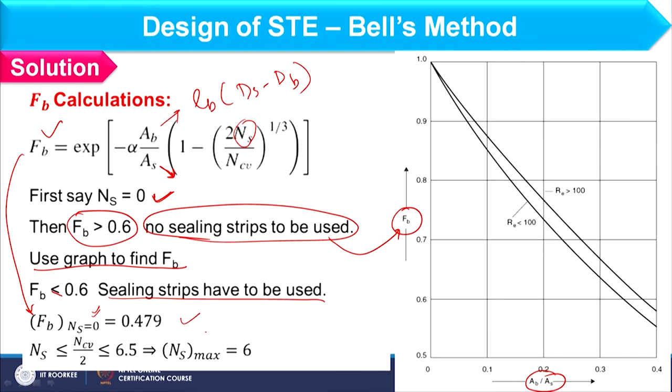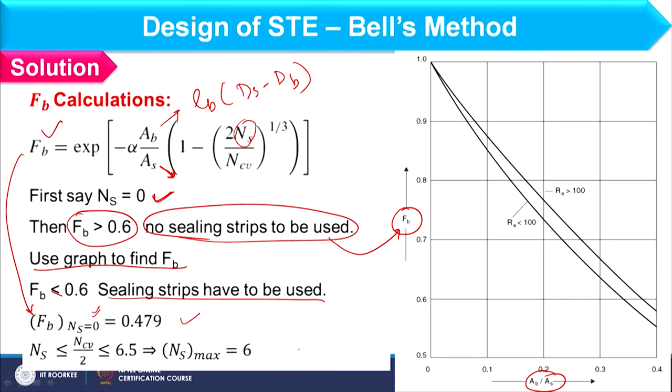0.479. So in this case you can understand that FB is coming less than 0.6, which means we require sealing strips. So how many sealing strips should be required? The maximum will depend on the NCV value. The maximum number of sealing strips should be equal to or less than NCV by 2. Now in this problem, NCV is given as 13, so the maximum NS value we can consider is 6.